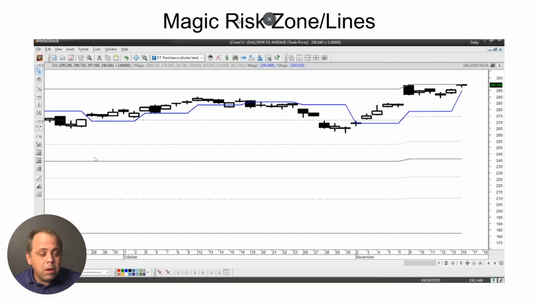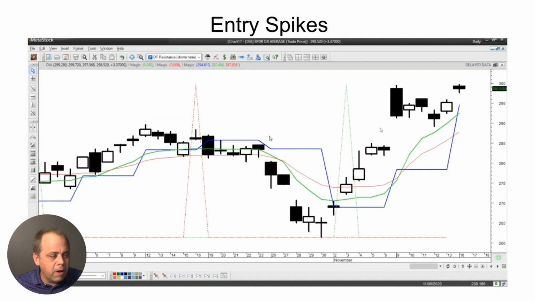The next ingredient I'm going to talk about is the magic risk zone lines. You can see that these are kind of automated levels. They're basically going to be drawn on the chart for you. They just show you where you're at in the zone when you're trading with this. So the next one I want to talk about is the entry spikes.